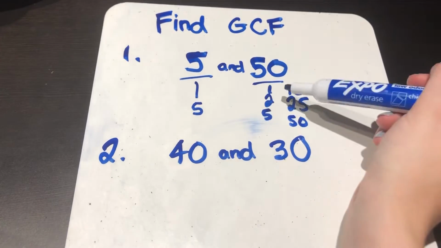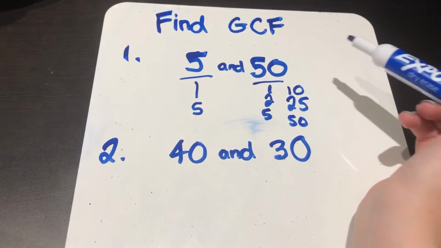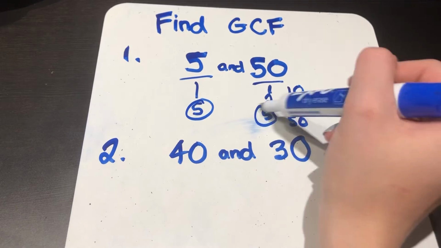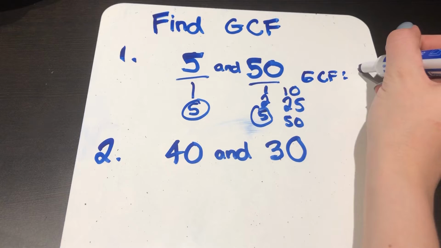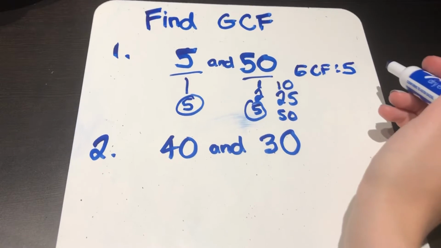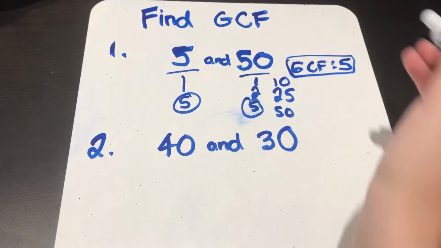Now, what's the biggest number that they have in common? The biggest number they have in common is 5. So the GCF is 5. Easy. Okay. How about 40 and 30?